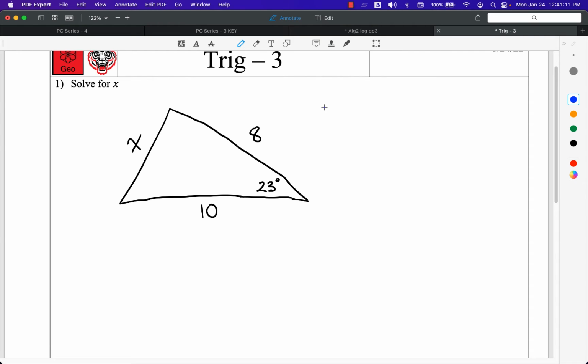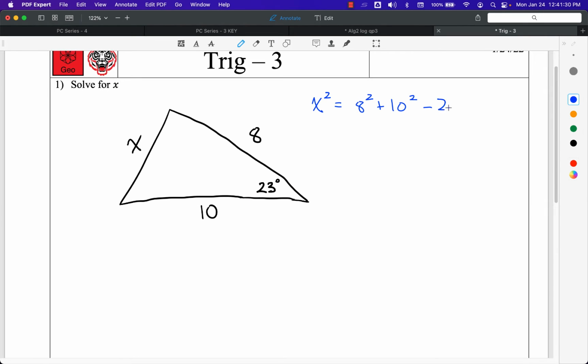A law of cosines essentially states that the side opposite the known angle, in this case the x, is going to be squared. That's going to be equal to the other 2 side lengths squared, basically Pythagorean theorem, 8 squared plus 10 squared. And then you have to subtract a little bit to make room for the fact that this is not a 90-degree angle. You have to subtract 2 times these 2 side lengths, 2 times 8 times 10, and then times cosine of that angle, cosine of 23.